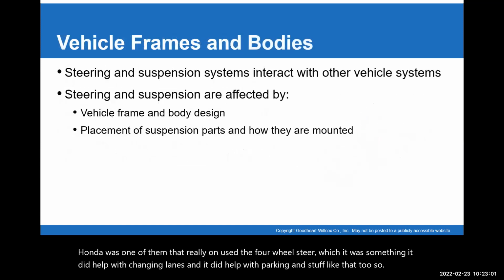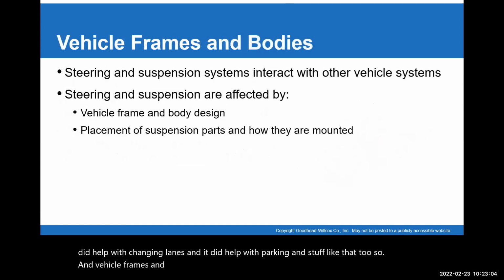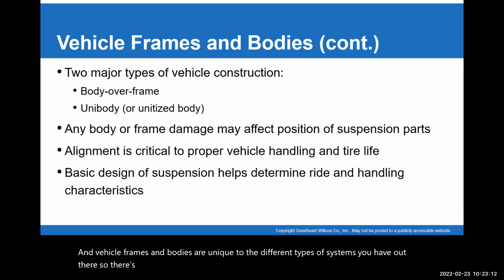Vehicle frames and bodies are unique to the different types of systems you have out there. There are two major types: the body over frame, and then the unibody, which is the most common and smaller.